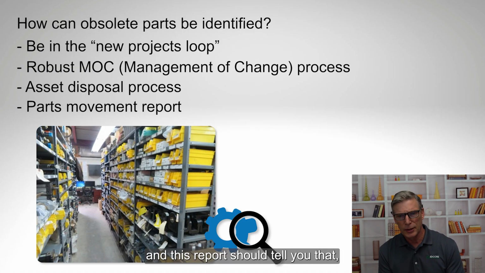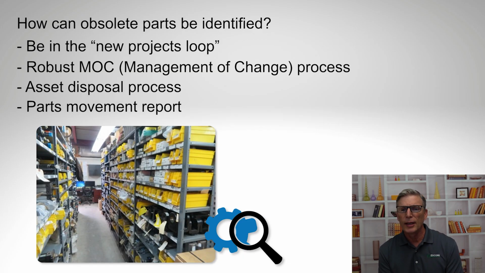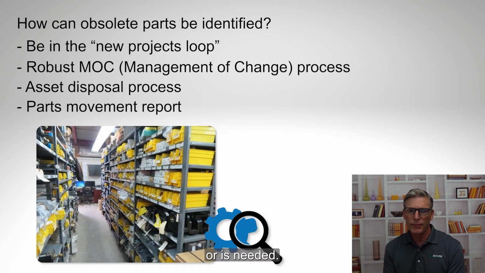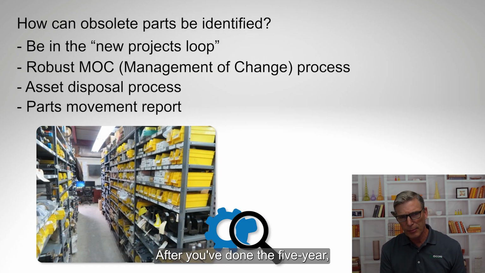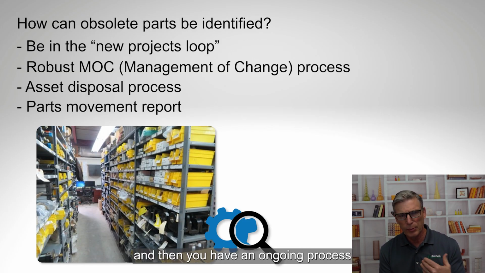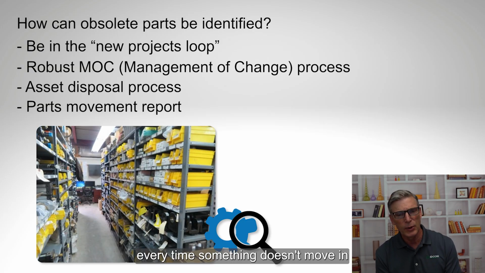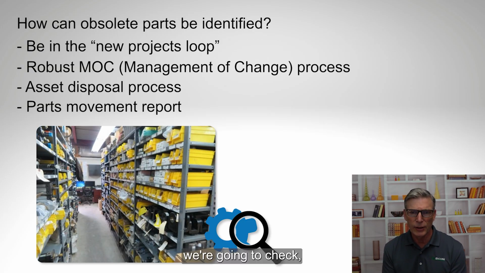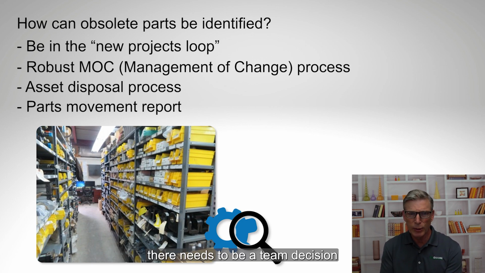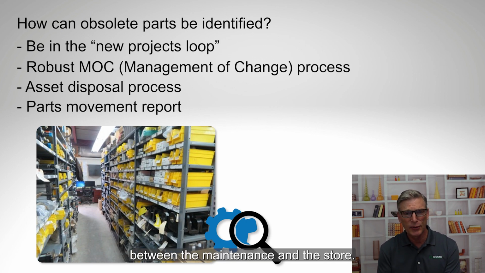And this report should tell you that, okay, this part hasn't moved, and maybe the maintenance department decided this part is no longer used in the plant or is needed. After you're down to 5 years, maybe you can go down to 4 years and then 3 years, and then you have an ongoing process where you say every time something doesn't move in 3 years, we're going to check, make sure we need to have it in stock. Of course, there needs to be a team decision between maintenance and the storeroom.